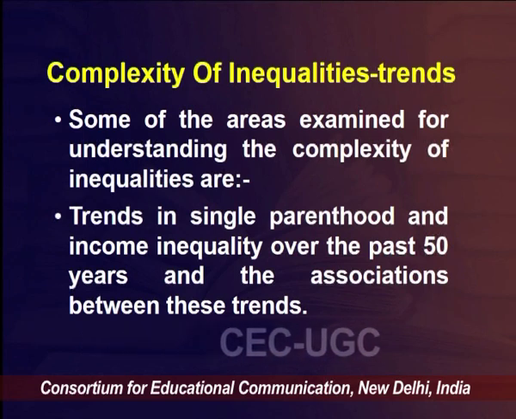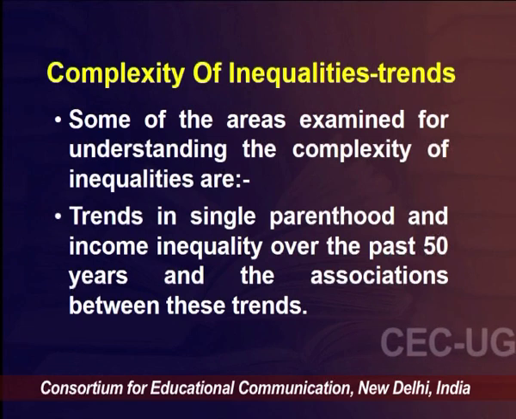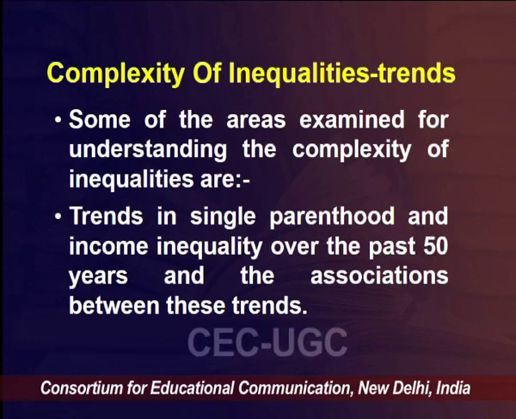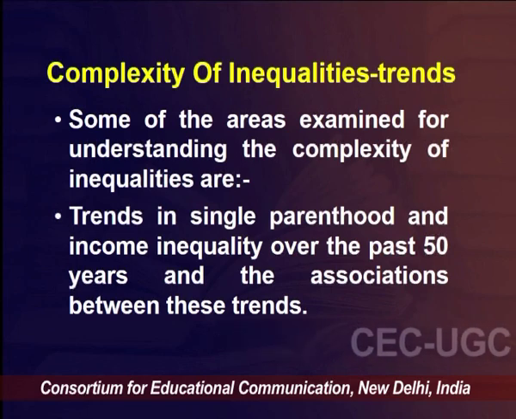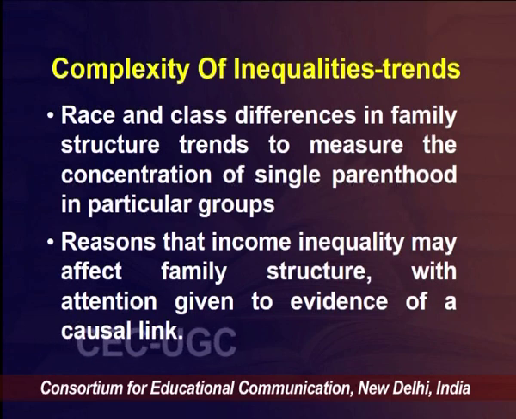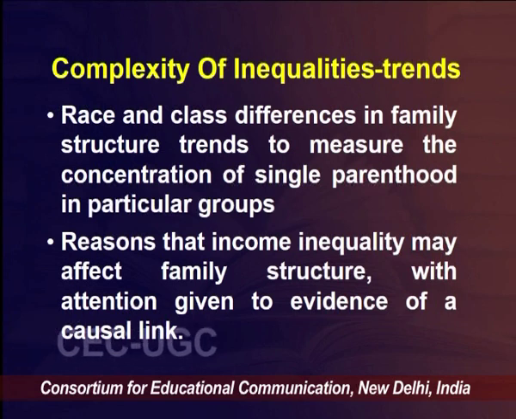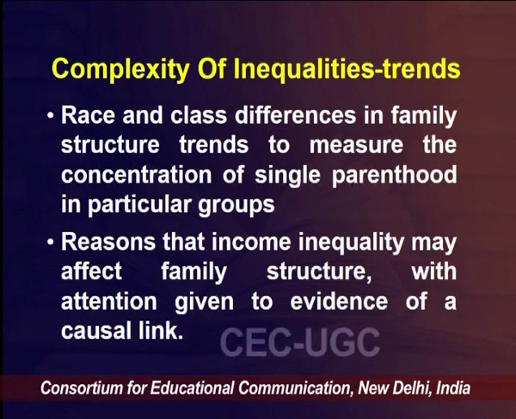So, the first trend which they argue is the trend in single parenthood and income inequality over the past 50 years, and the association between these trends. Another trend is in terms of looking into the relationship between race and class differences in family structure to measure the concentration of single parenthood in particular groups. Reasons that income inequality may affect family structure, with attention given to evidence of a causal link.